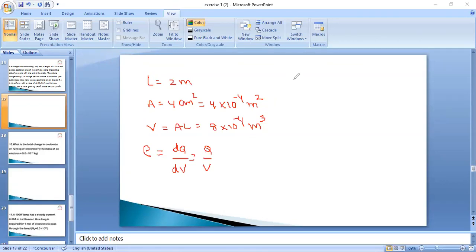What is the excess charge given? The excess charge given, total charge accumulated on that, is -4 microcoulomb per meter cube. So this is nothing but -4 micro, in the sense 10 power minus 6 coulomb per meter cube. This is the charge only per meter cube. But what is the total charge?